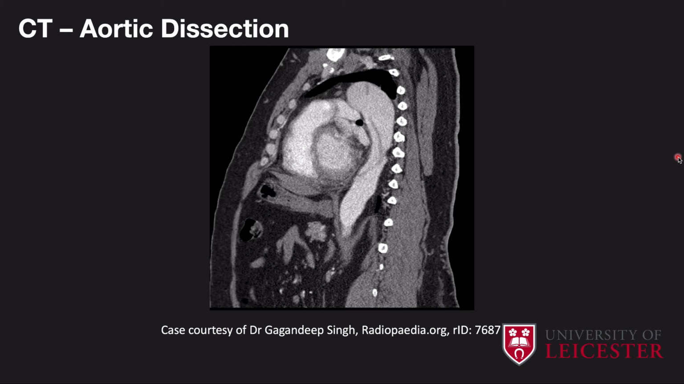As we mentioned, CT is quick and readily available. It is the modality of choice when we suspect a vascular emergency. Here we have an emergency. The inner lining of the aorta has been stripped off, and this needs urgent surgical review and repair if required.